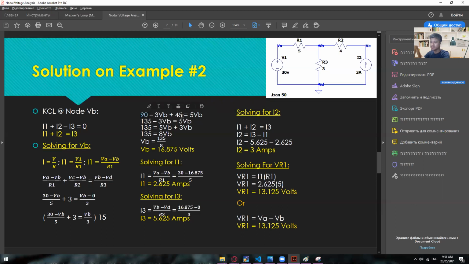So 90 plus 45 is 135 minus 3 VB is equal to 5 VB. And then from here, we can transpose this on the other side so that we can add similar terms. So 135 is equal to 5 VB plus 3 VB, which is 135 is equal to 8 VB. Okay. And then from here, we can now solve the value of VB. So VB is equal to 135 divided by 8, which will give as a result 16.875 volts.